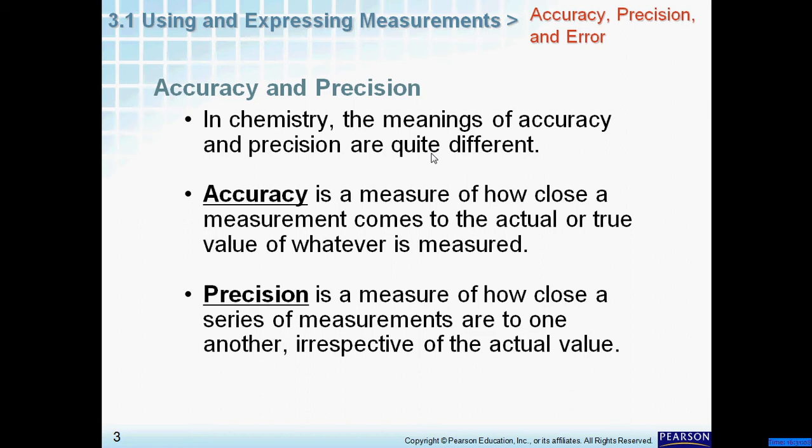Accuracy is how correct you are, how close your measurement comes to the real and correct answer. Precision is how close a series of measurements are to each other, and that one doesn't matter on the actual value. So you can be precise and be totally inaccurate. We'll see a couple of examples of this, but for right now, get down the definitions. It's best if you put them in your own words.